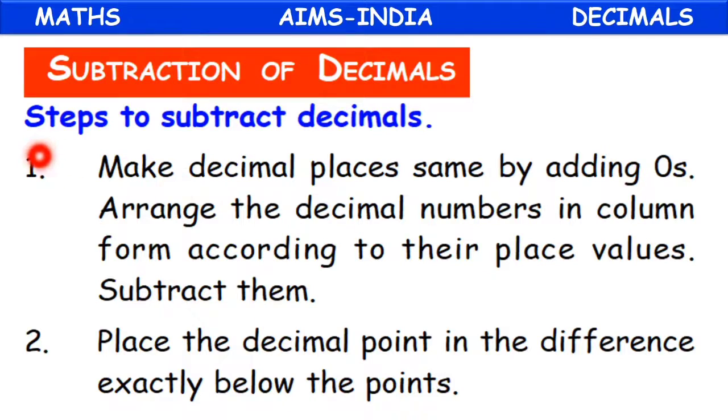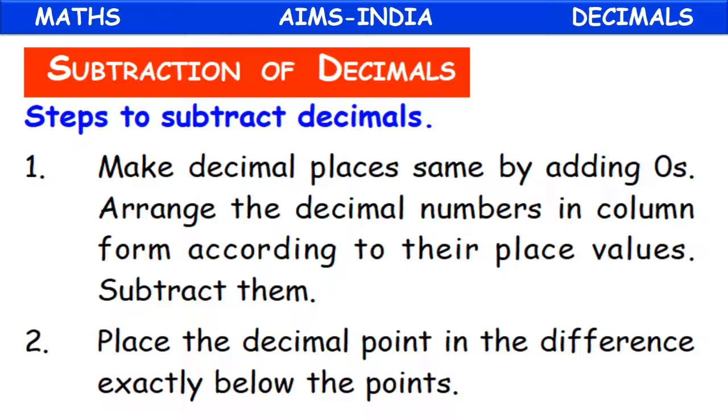Now coming to the subtraction of decimals. Steps to subtract decimals. Make decimal places the same by adding zeros. Arrange the decimal numbers in column form according to their place values and then subtract them. Place the decimal point in the difference exactly below the points.